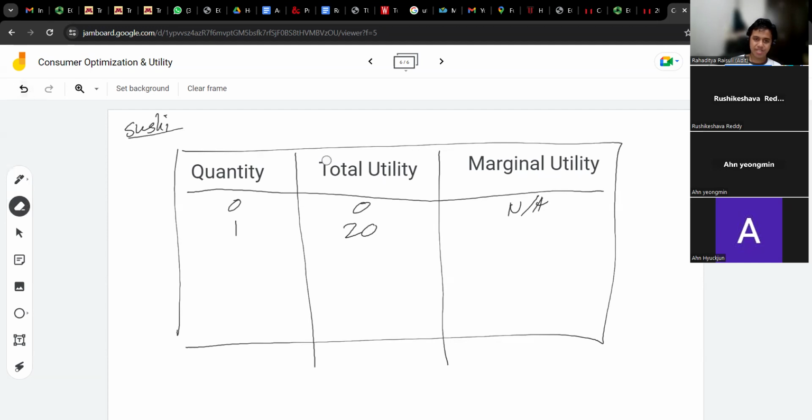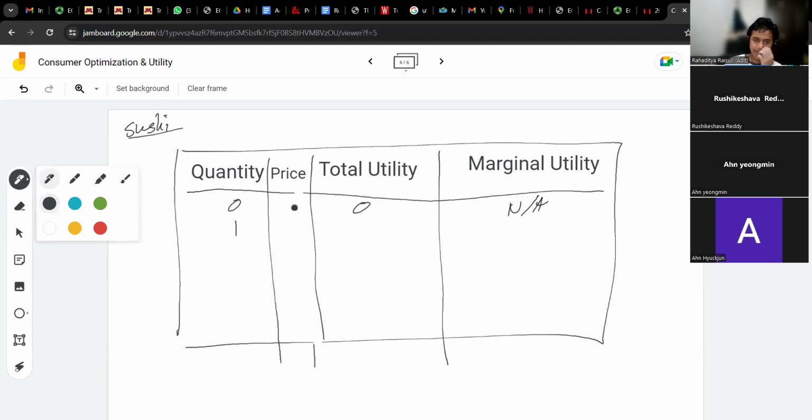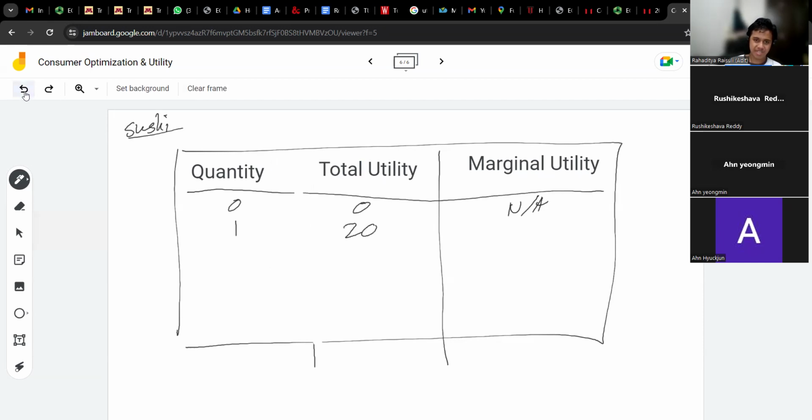I didn't include the price. I probably should include the price actually. Let's say one sushi is about 1 ringgit. Damn it. Price. Price is important in this part because it plays into our graph later on. So let's say we eat one piece of sushi. Actually, no, price usually doesn't play in the table. The price of one sushi is just gonna be 1 ringgit. That's what you need to know.